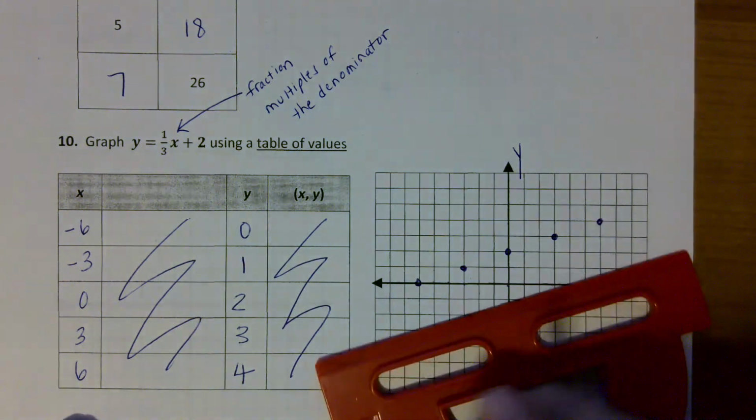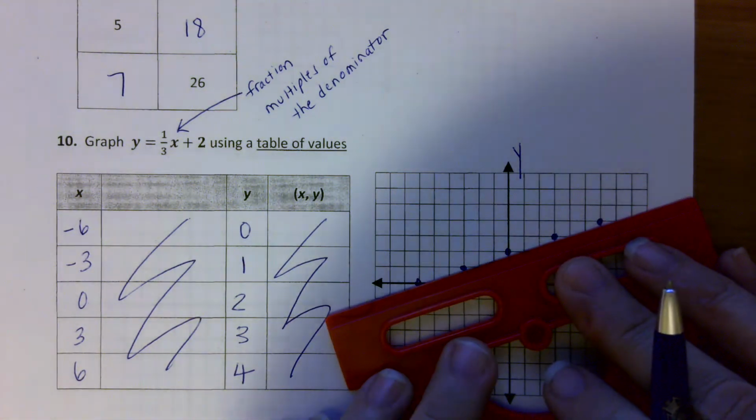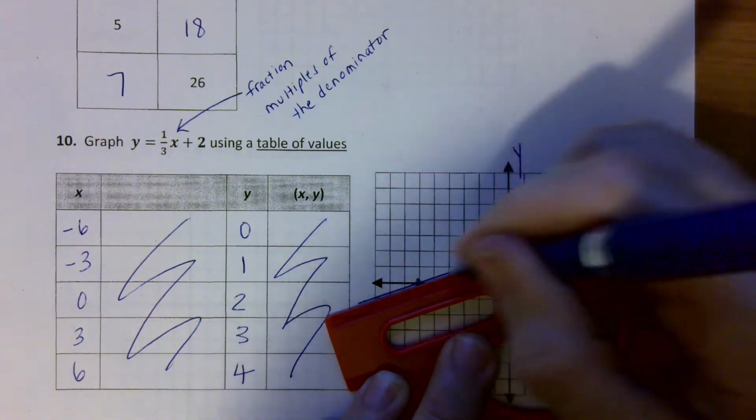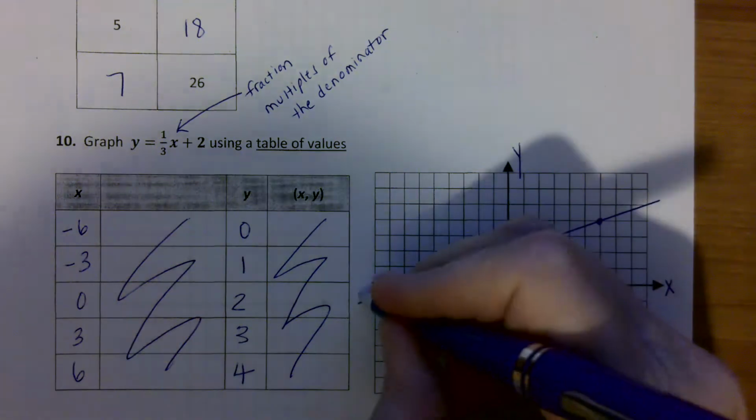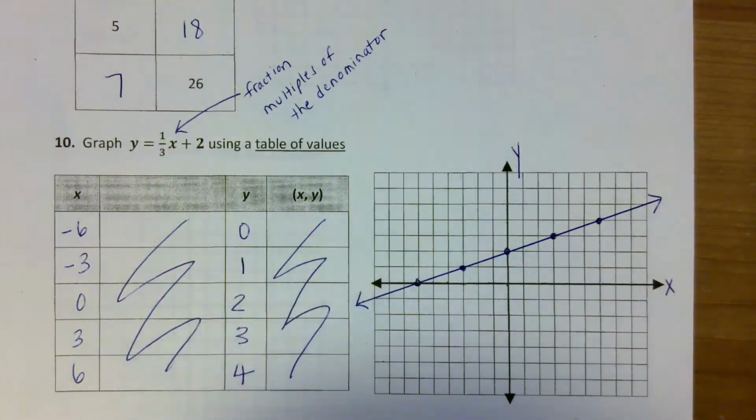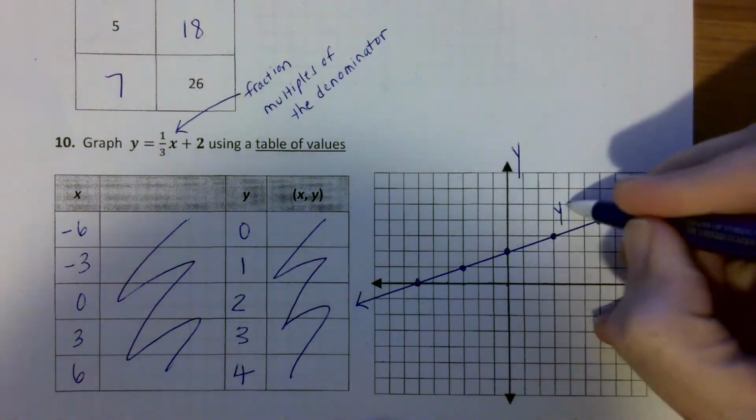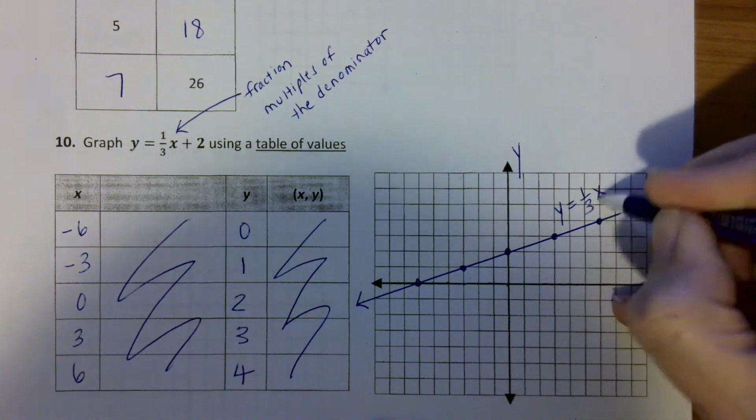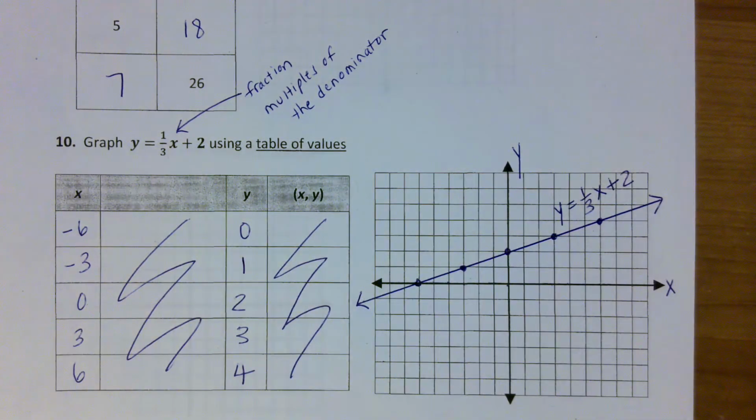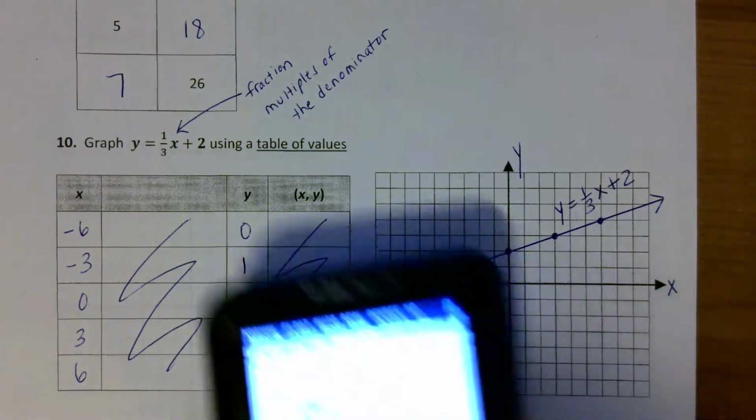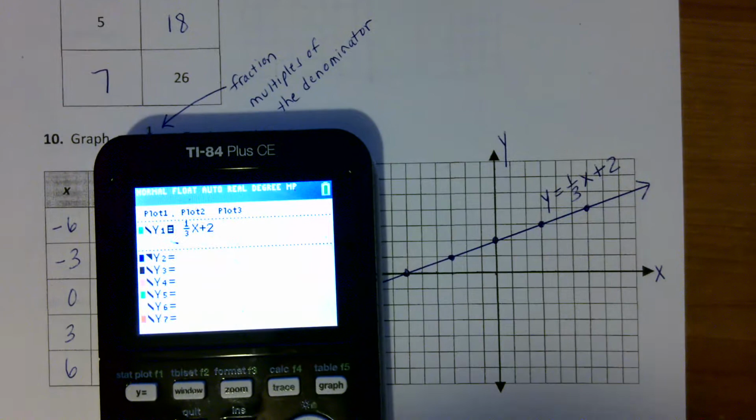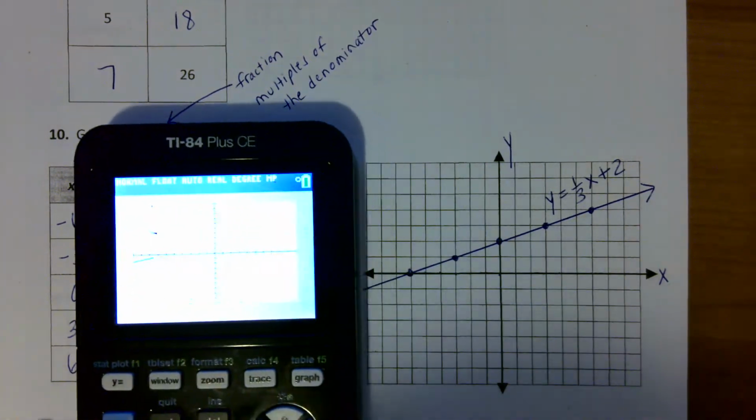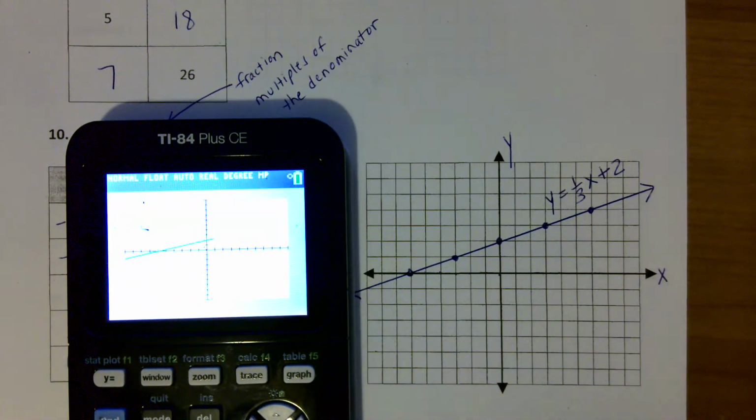Okay, you're going to grab your straight edge or your ruler. We're going to make one straight line that extends all the way across this plane. We put arrows to show it goes on forever, and we write the equation right on that. Okay, and we already have this in our calculator, so let's press graph. And let's make sure it matches what we just graphed, which it did.